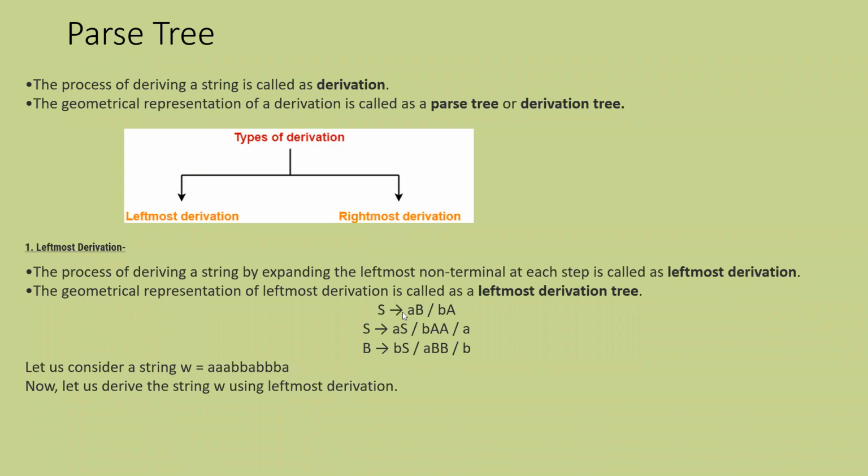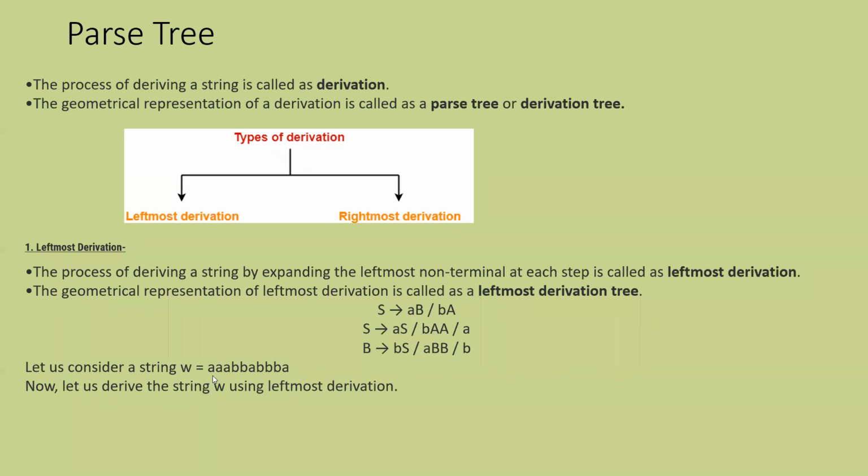S derives AB or BA. In case of leftmost derivation, the non-terminal which comes first from the left side gets expanded first, and that is the reason it is called a leftmost derivation. So if you could see this, S produces AB or BA, then you have another production. S produces ASB, AAB, and B produces BSA, BBA.